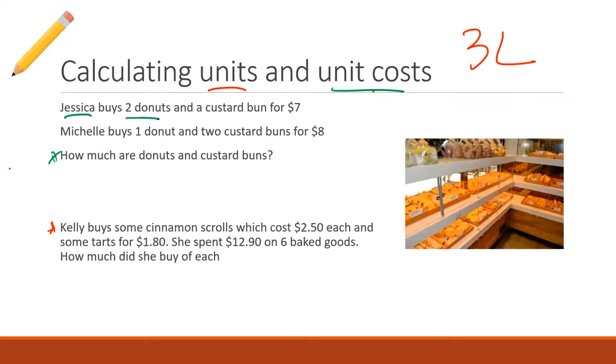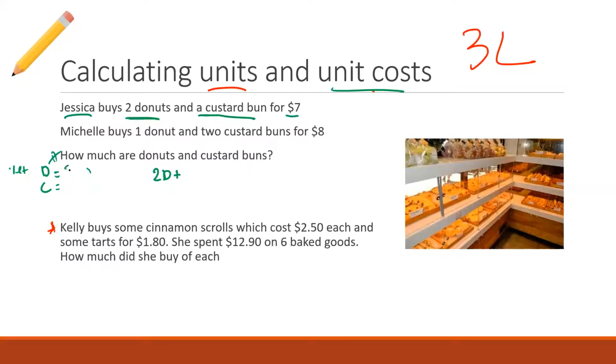Jessica buys 2 donuts and 1 custard bun for $7. So let's make donuts. Let D equal the price of donuts. Let C equal the price of a custard bun. So for Jess, she gets 2 donuts and, well, actually D is not the donuts, D is the price of donuts. Let me just change that.